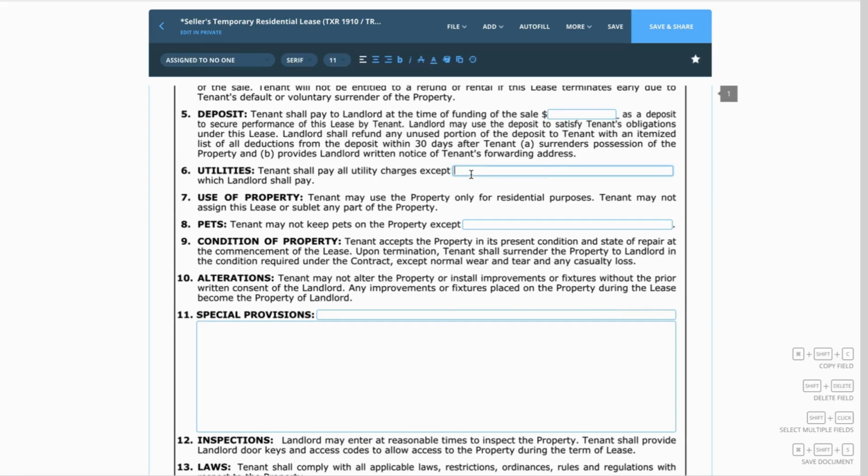They can have something in there, may not. So if there's nothing in there, they put NA, but if it is something, you write it in there. Utilities the landlord will continue to pay. Use of property. Tenants may use the property only for residential purposes. Tenant may not assign, lease, or sublease any part of this property.